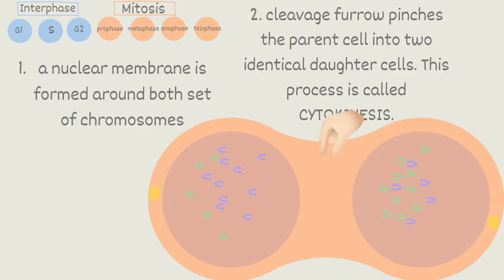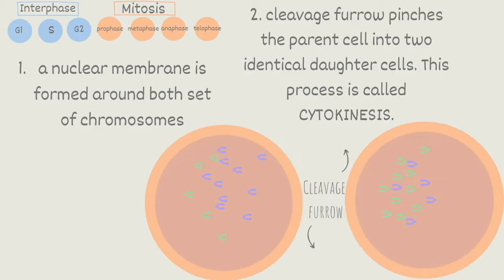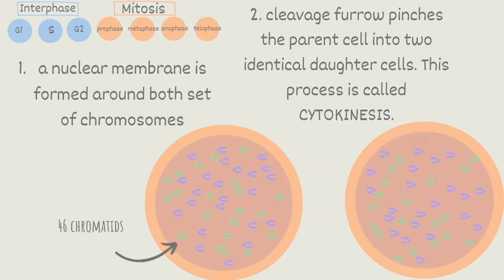So there's this little pinch here and little pinch there. These areas that are getting pinched are called the cleavage furrow. The cleavage furrow will increasingly pinch and sever the parent cell into two daughter cells. Each daughter cell will end up with 46 chromatids, which is equal to 46 chromosomes.